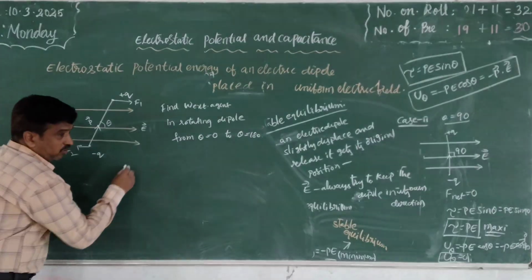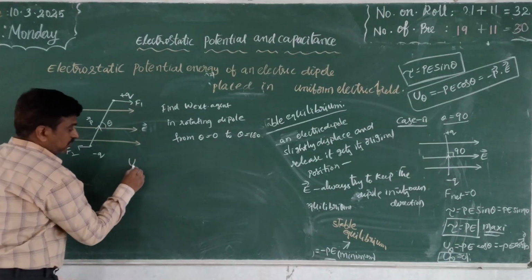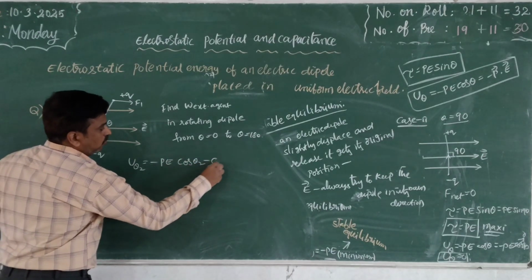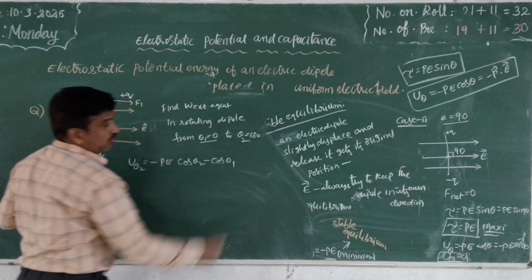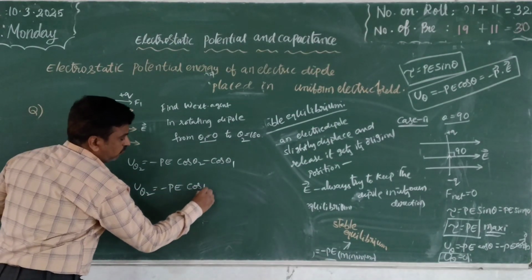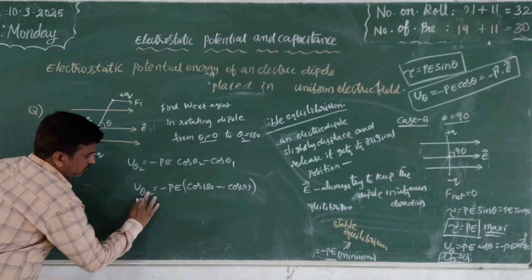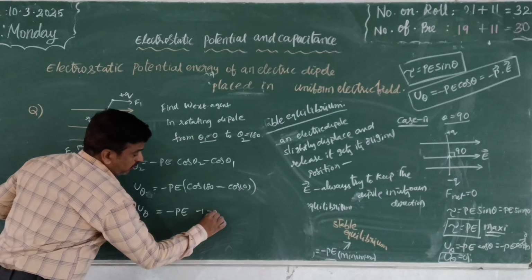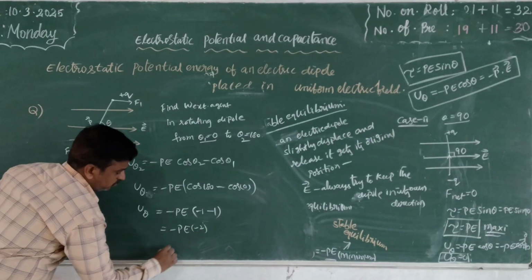For that, what can we do now? Work done by the external agent is stored in the form of electrostatic potential energy. What is the formula for electrostatic potential energy? U theta 2 equals minus pE times cos theta 2 minus cos theta 1. Theta 1 is what here? 0. Theta 2 is what here? 180 degrees. We can write U equals minus pE times cos 180 minus cos 0. Cos 180 is minus 1 and cos 0 is 1. So minus 1 minus 1 gives minus 2, minus pE times minus 2, minus into minus gives plus 2pE.